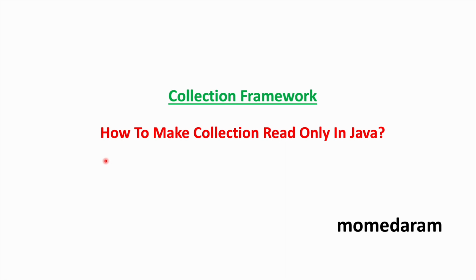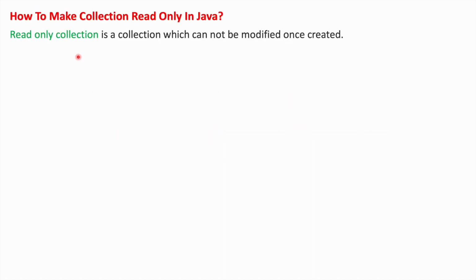In this video, we will see how to make a collection read only. A read only collection is a collection which cannot be modified once created. Once we have created a collection, it should not allow any modifications like add, remove, update. We can just view the data. That kind of collection is called a read-only collection.